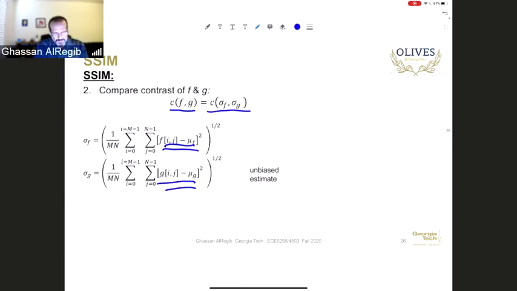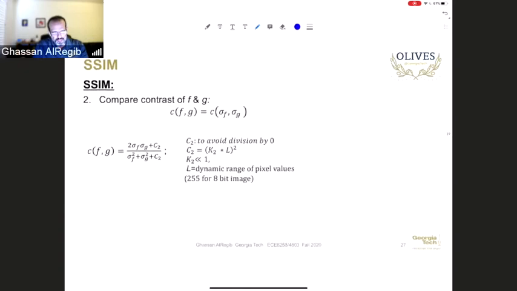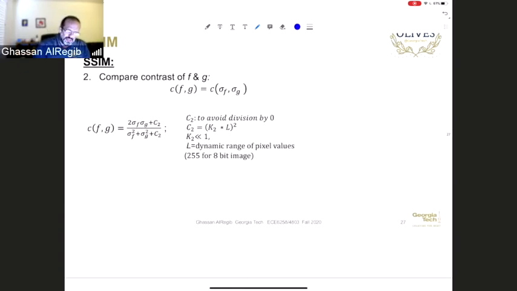And now the same kind of equation to compare these two together. Again, C2 is just to avoid dividing by a 0. And then we have 2 sigma F sigma G, over sigma squared F plus sigma squared G. And we get the same thing: if they are identical, the number here becomes 1. And if they are very different from each other, that will be scaled down as well. So this is another quantity in the SSIM.